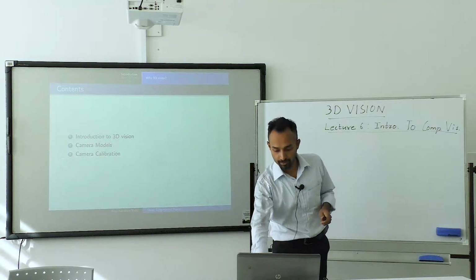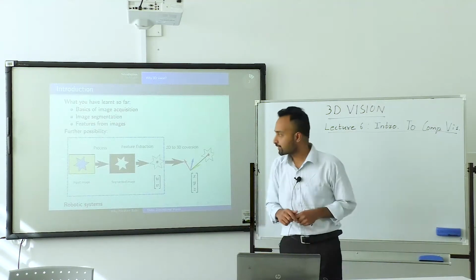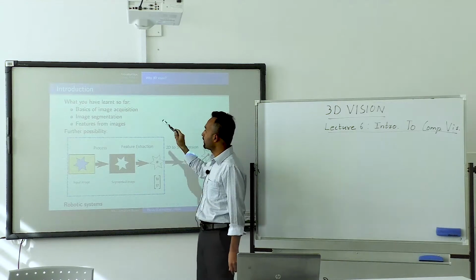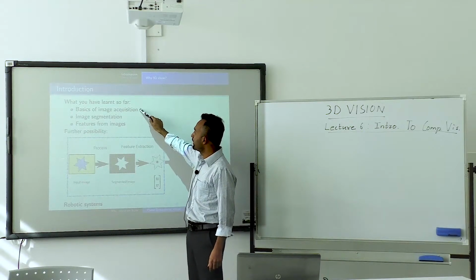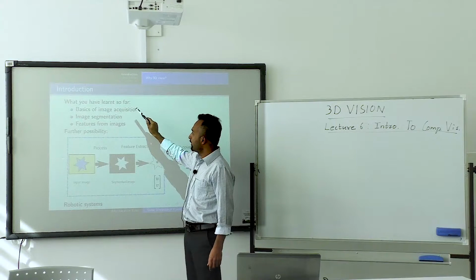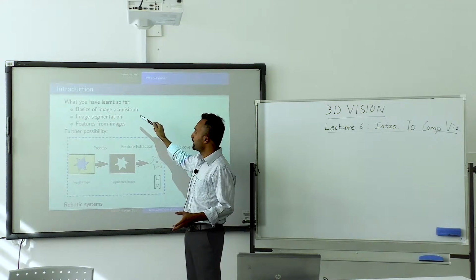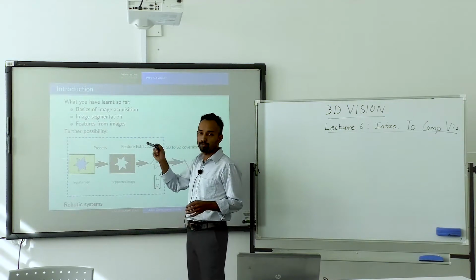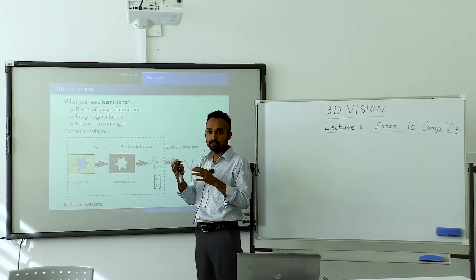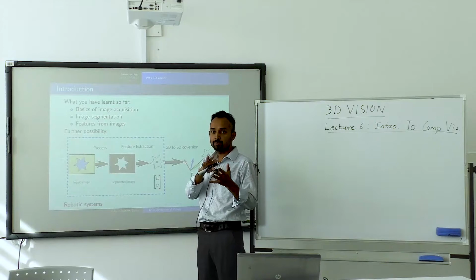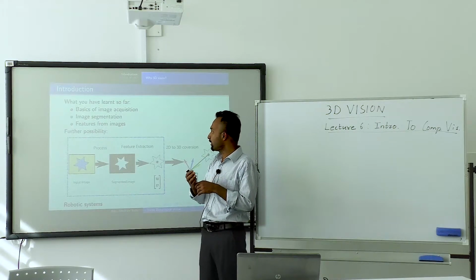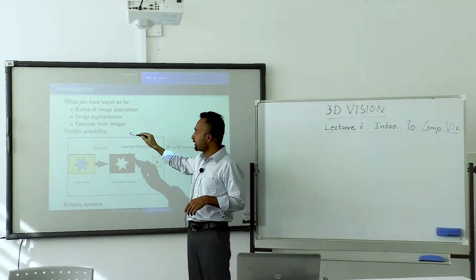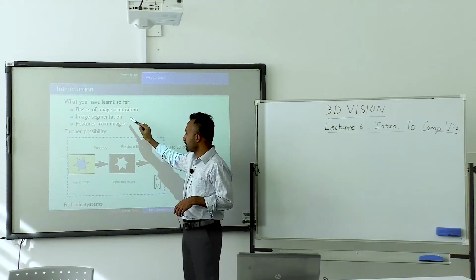So first, I will discuss what you learned so far. What you learned so far is basics of image acquisition. So how you acquire an image and do basic segmentation. Segmentation means you convert the image into binary. So some region will be black and some will be white. And you separate out that region and then derive features from those images.